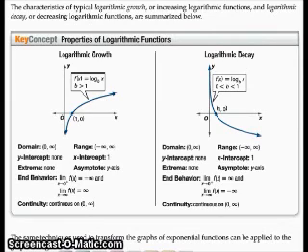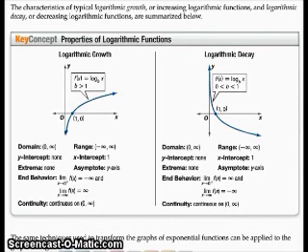The characteristics of typical logarithmic growth and decay are summarized below. And this is what a regular logarithmic growth and decay look like. The domain for a logarithmic growth function is from 0 to infinity. The range is negative infinity to infinity. The x-intercept is 1. The asymptote is the y-axis. And the end behavior is as x goes to infinity, y also goes to infinity. And as x goes to negative infinity, y will also go to negative infinity. And it is continuous from 0 to infinity. But this is just for a standard log function.